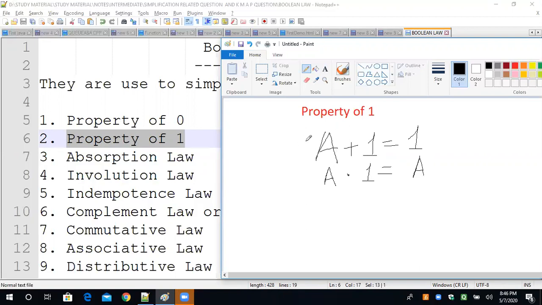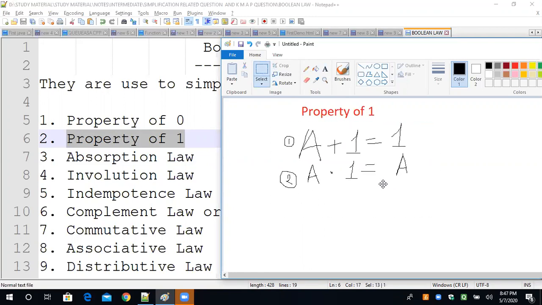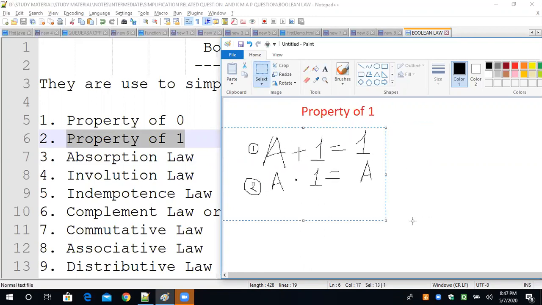This is the second law of the property of 1. One law with the plus sign, one law with the dot sign. Just a moment. One by one we will see both the phases. So first of all, I'm taking a plus 1 is equal to 1. There are so many ways to prove it: by the truth table we can prove, by taking the values of 0 and 1 we can prove, by making the gates we can prove.